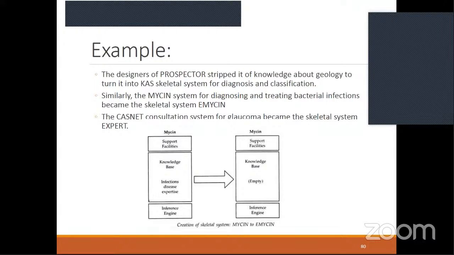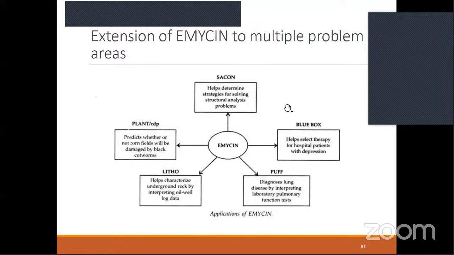Then there's another system called CASNET, a consultation system for glaucoma, which became the skeleton system for the field of microbiology. Okay, so these microbiological diseases. So they changed the application of a particular expert system by just changing the knowledge base and keeping the system same. You can do similar things with any expert system. You can identify any expert.